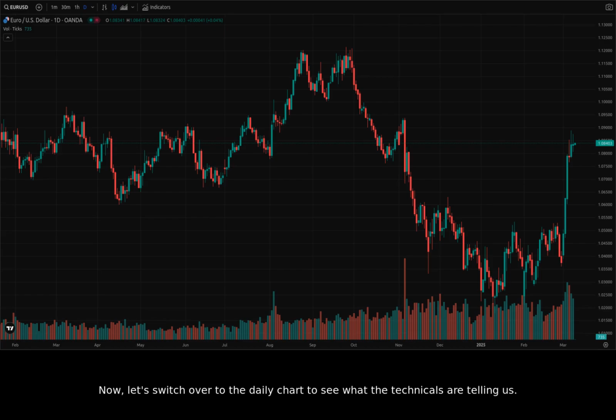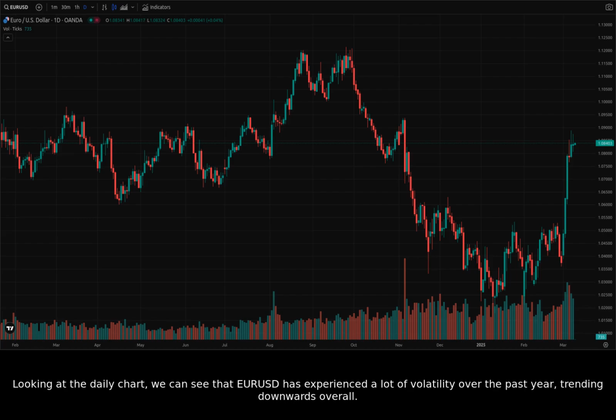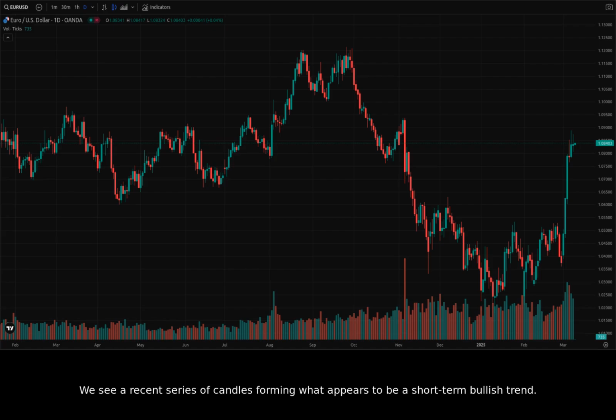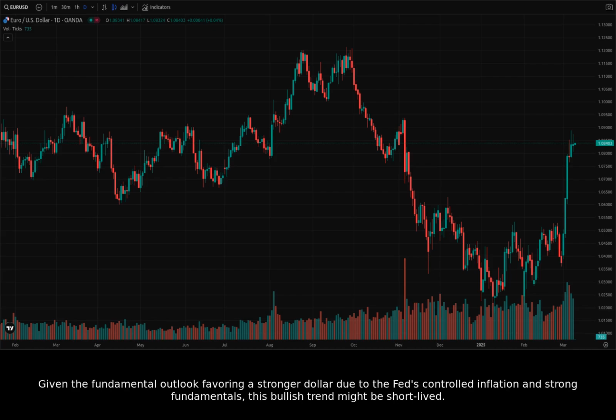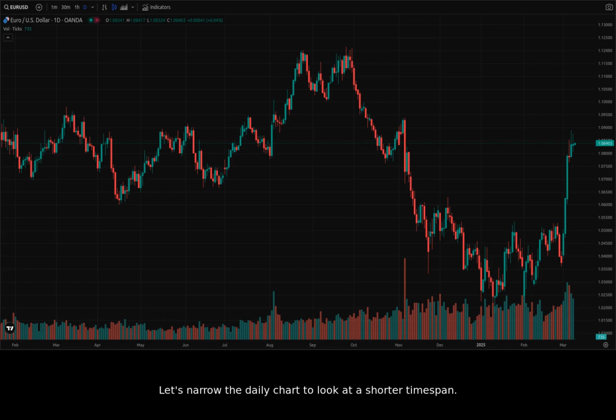Now, let's switch over to the daily chart to see what the technicals are telling us. Looking at the daily chart, we can see that EURUSD has experienced a lot of volatility over the past year, trending downwards overall. We see a recent series of candles forming what appears to be a short-term bullish trend. However, we need to be cautious about this recent upwards movement. Given the fundamental outlook favoring a stronger dollar due to the Fed's controlled inflation and strong fundamentals, this bullish trend might be short-lived. Let's narrow the daily chart to look at a shorter time span.